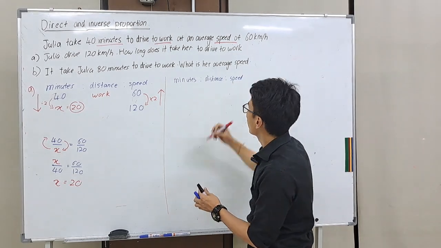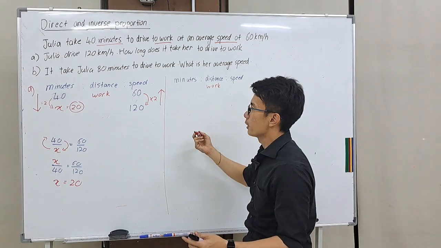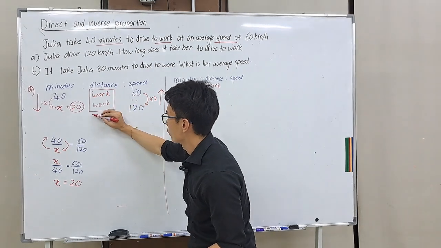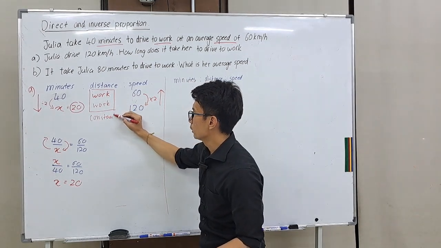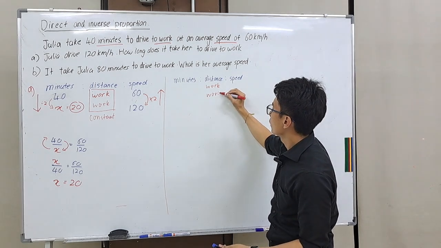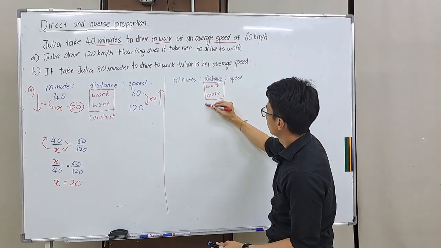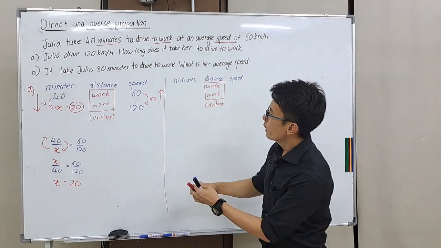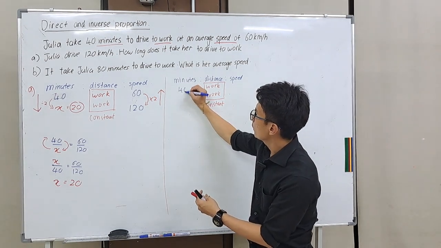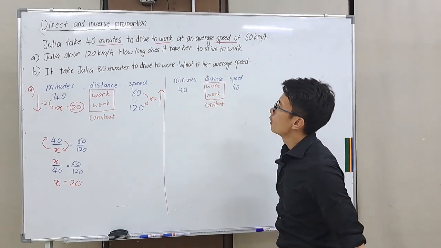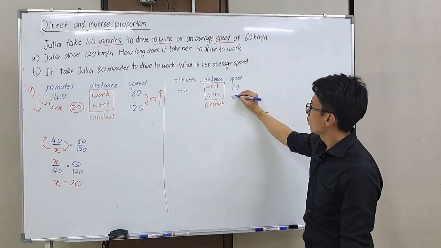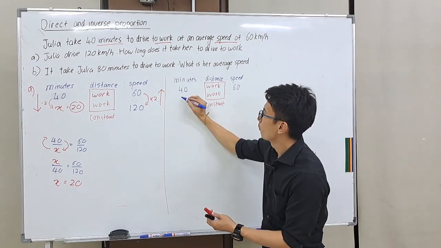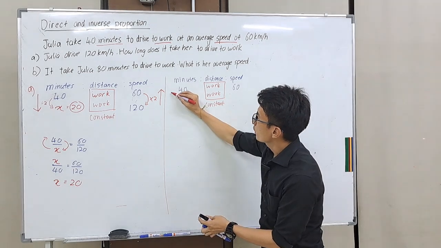So again, I know that I'm going to work. That's my constant over here. I'm going to the same location. So same thing I'm going to write here as well. Based on the first information, I have 40 and 60 here. Right now I take 80 minutes. This 80 is supposed to be here, my apologies. You can see I increase the time here.